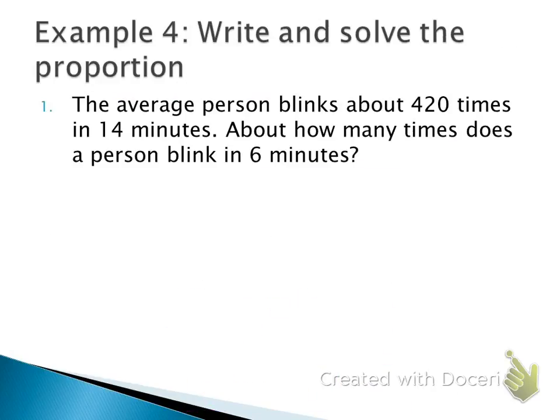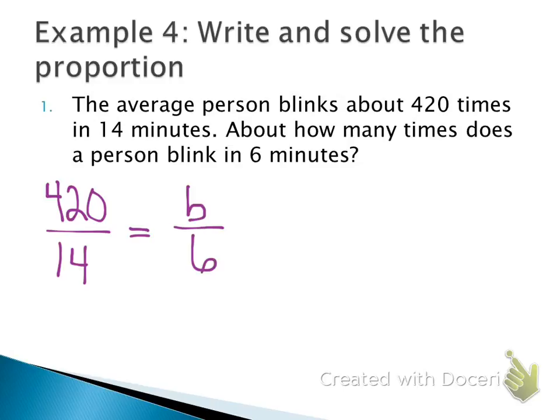All right, so there's a couple more things. Okay, let's try to set up this proportion. The average person blinks about 420 times in 14 minutes. About how many times does a person blink in 6 minutes? Try to set up a proportion and solve. All right, so someone raise your hand. What is one way that you set it up? How'd you set it up, Alana? How many times you blink over minutes? Okay, blinks over minutes equals blinks over minutes. Is that how you did it? That's how I would have done it.